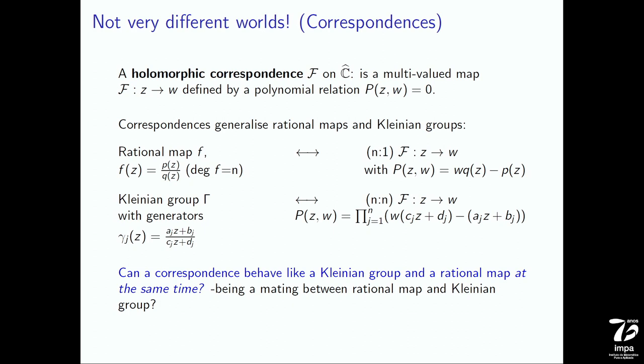On the other hand, if we have a Kleinian group with n generators, we can write it as a correspondence by taking, as a polynomial, the product of w multiplied by the lower part of the generator minus the upper part of the generator. In particular, the modular group has two generators, so we can write it as a 2-to-2 correspondence. Okay, so a correspondence can be a group, can be a map, can it be both at the same time? In technical terms, you would say, can we mate a group and a map into a correspondence?